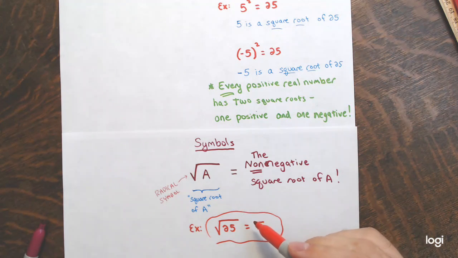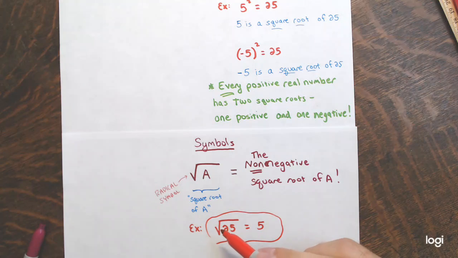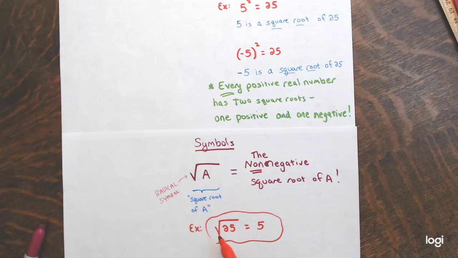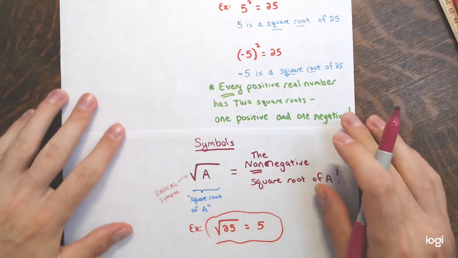Very often I see the mistake made where people say the square root of 25 is plus or minus 5. And I get why you're doing that, right? Because there is a positive and a negative square root. But when you see this symbol, please get this in your heads. When you see this symbol, you are asked for the non-negative square root, the one that's not negative.